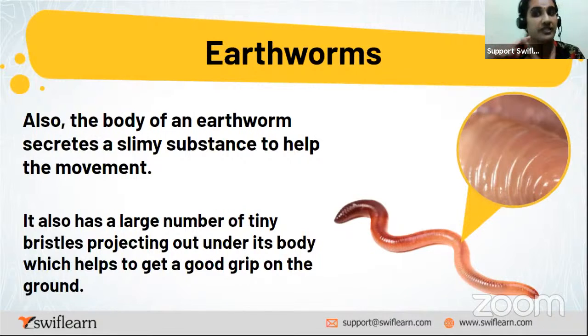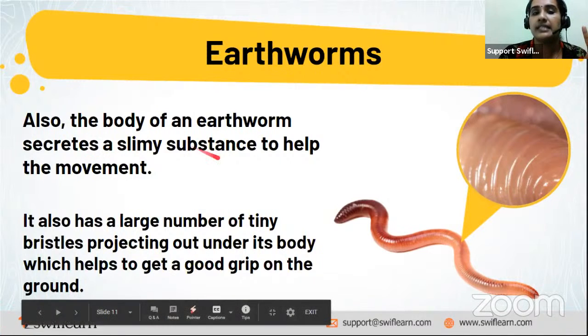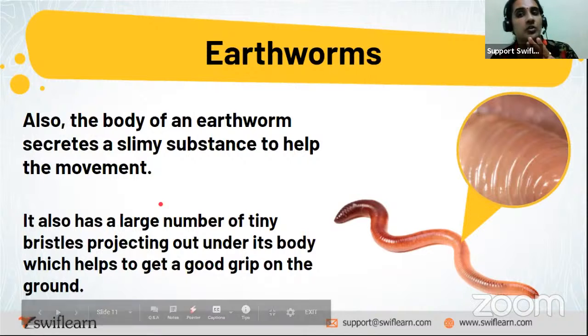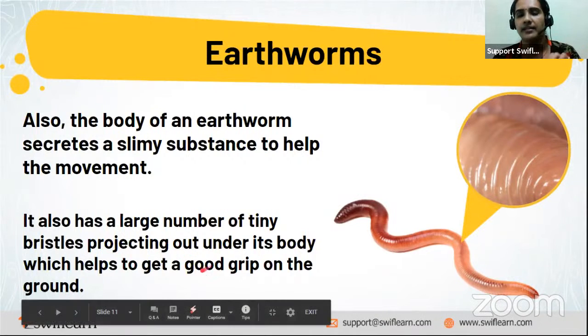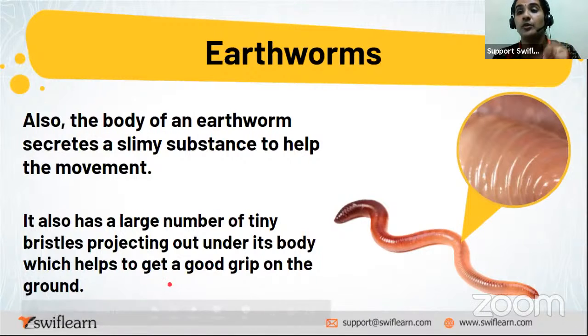So the first thing, mainly, it has muscles. It doesn't have bones. The second thing is it secretes a slimy substance. And the third one, it also has bristle-like projections under its body, which help it to get a good grip on the ground. So, understood about earthworm. The first thing you have to know is there are a lot of rings on its body. Rings are arranged.